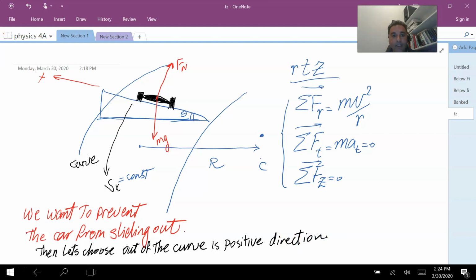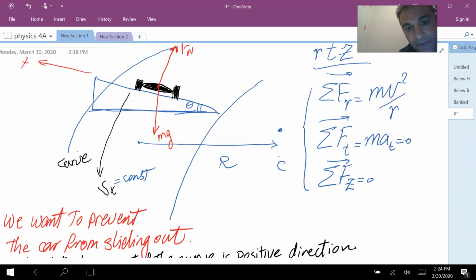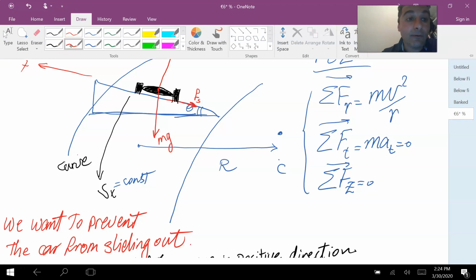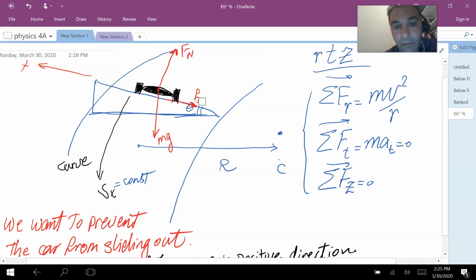So far makes sense? So what I need to do then, I can say I do have also what, guys? If I want to prevent the car from sliding out, I have to have friction force here. Fs, let's say. Why do I call it static friction? Because of course we don't want the car to move.